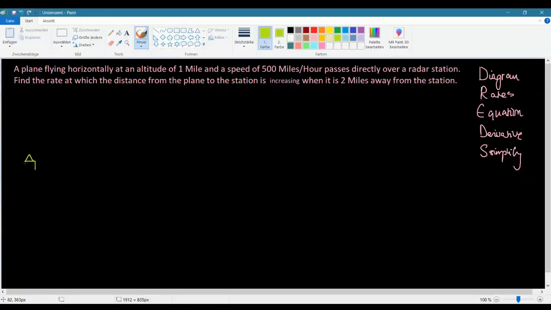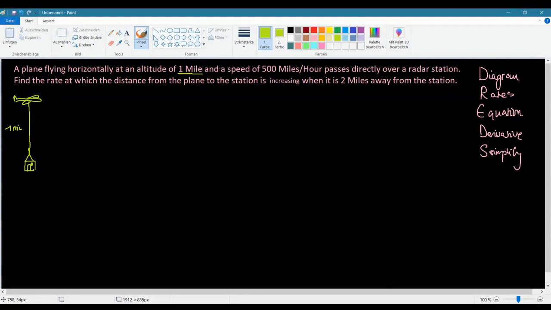I'll just do a little house. I know radar stations are round, but it's not that easy to draw. So we have a little house. This is our radar station. So we have a radar station and we have a plane that's directly over the radar station when we start, right? And we know that from the top of the plane to the radar station is 1 mile, because that is given right here. The altitude is 1 mile, okay?